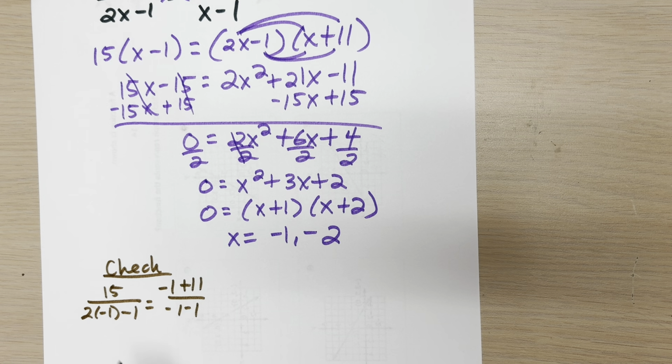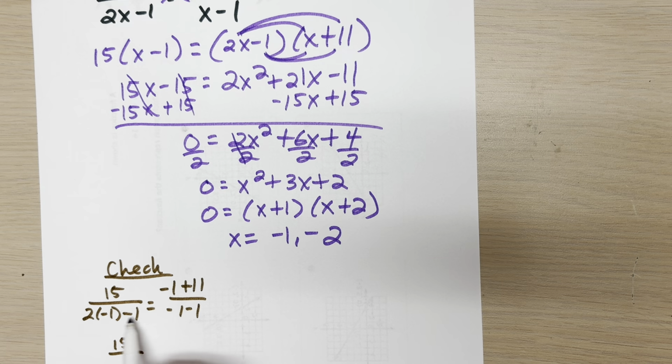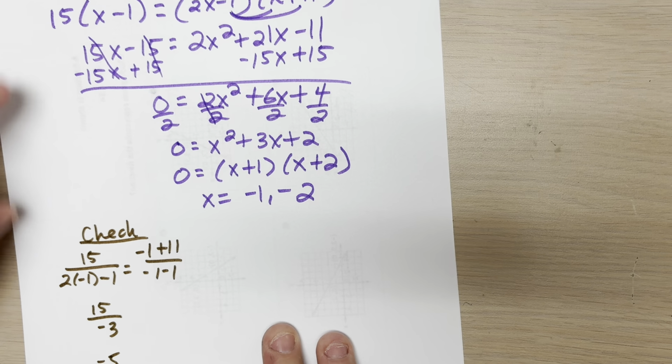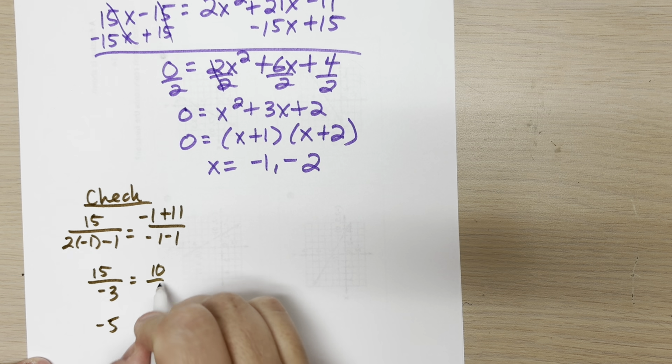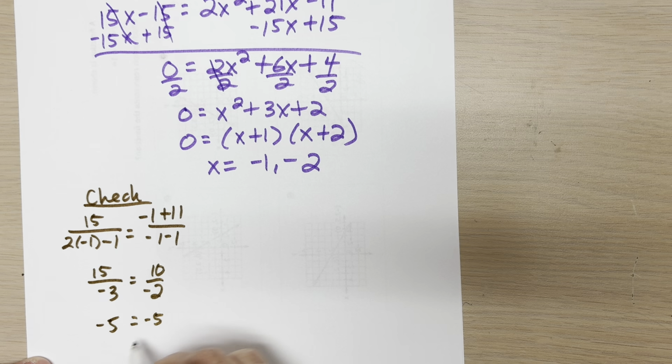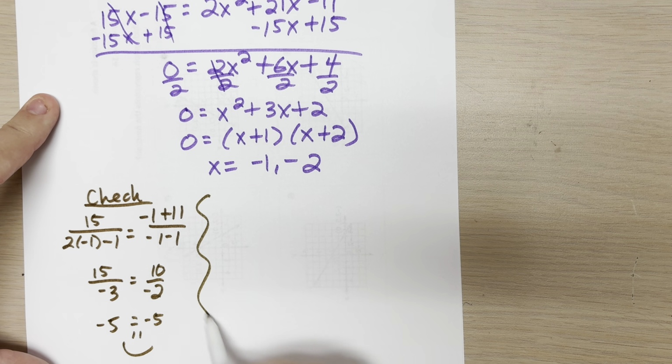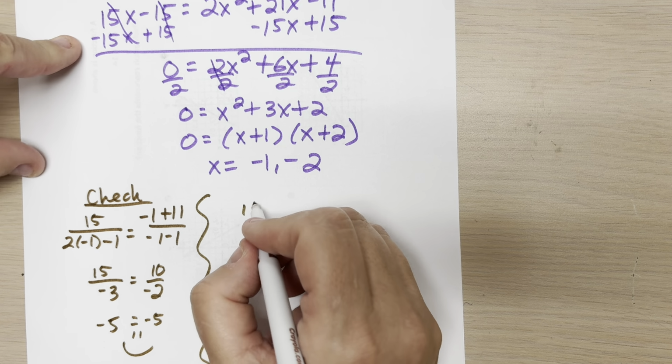Okay, let's do the math here. So 15 over negative 2 minus 1, which is negative 3, so we get a negative 5 over here. Here I've got 10 over negative 2, which is also negative 5, so it works. Good. We also have to check negative 2.